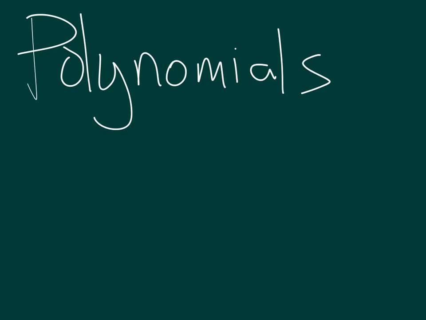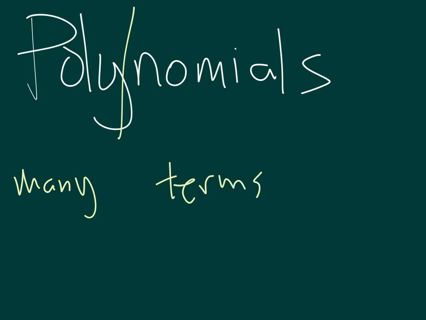We're going to introduce the idea of a polynomial today, and a polynomial comes from two parts. We have two parts to this word, poly and nomial. Poly meaning many, nomial meaning terms. A polynomial is an algebraic expression that has a bunch of terms being added together, like 3x squared plus 4x plus 7. This would be a polynomial.